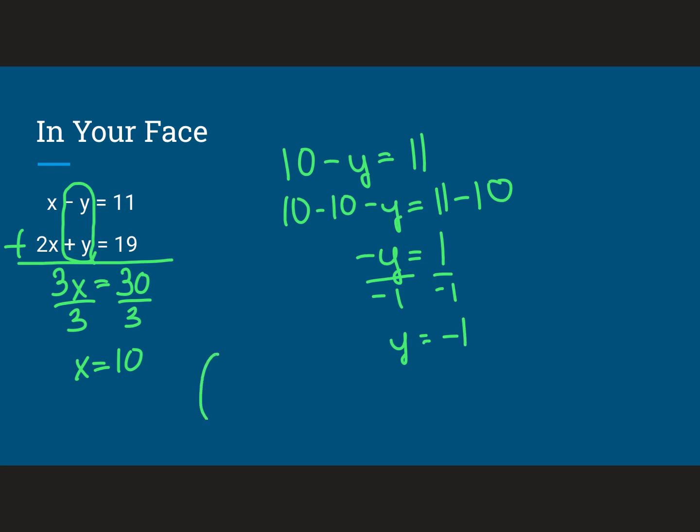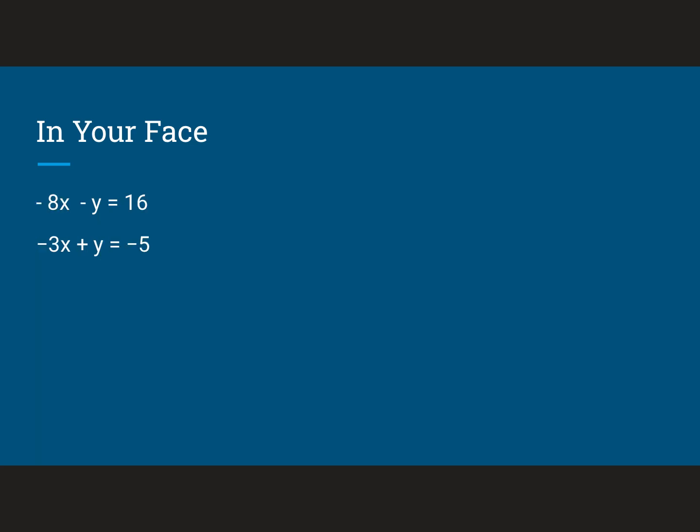So here, again, it's x, then y. So my x value is 10, and my y value was negative 1. This is not looking so hard. Let's try one more. Well, one more this way. So here, I can see that when I add, my y's are going to cancel. So negative 8x and negative 3x gives me negative 11x equals 16 plus negative 5 gives me 11. I divide both sides by negative 11. I get x equals negative 1.